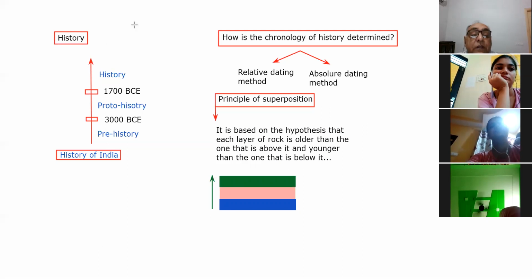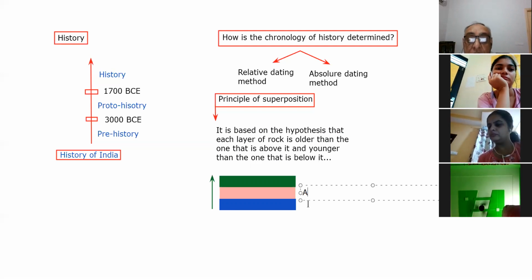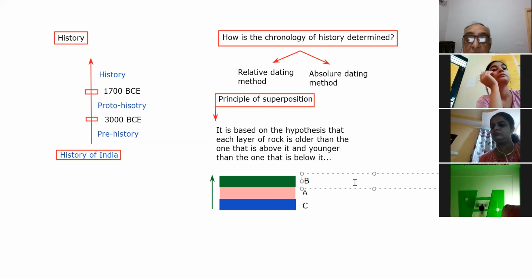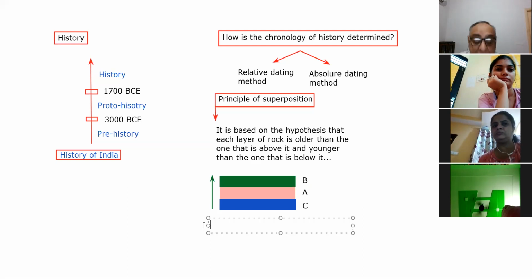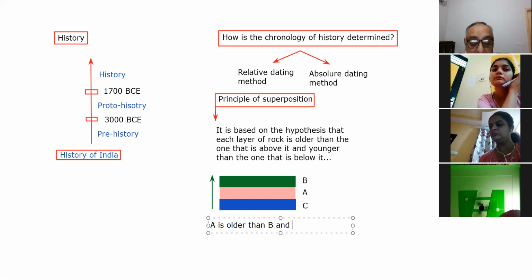Let's suppose this is the layer A, this is the layer B, and this is the layer C. According to the principle of superposition, we will say here that A is older than B and younger than C.